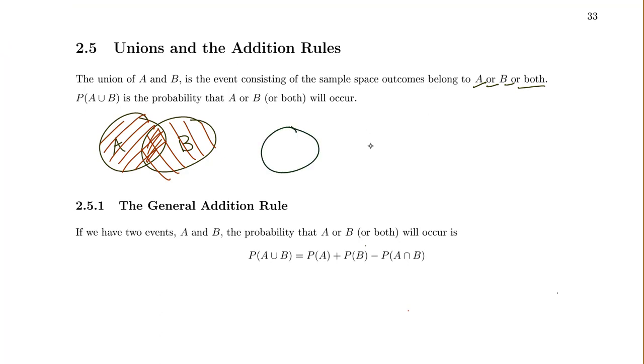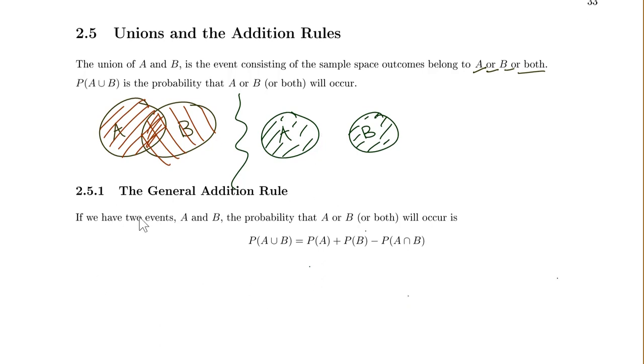Now you might wonder what would happen if we had a situation like this. So here's A, here's B. Then the union would be anything in A or B or both. It doesn't have a both, so it's just whatever's in A or whatever's in B. So we have a general addition rule. If we have 2 events, A and B, the probability that A or B or both will occur is going to be the probability of A plus the probability of B minus the probability of A and B.